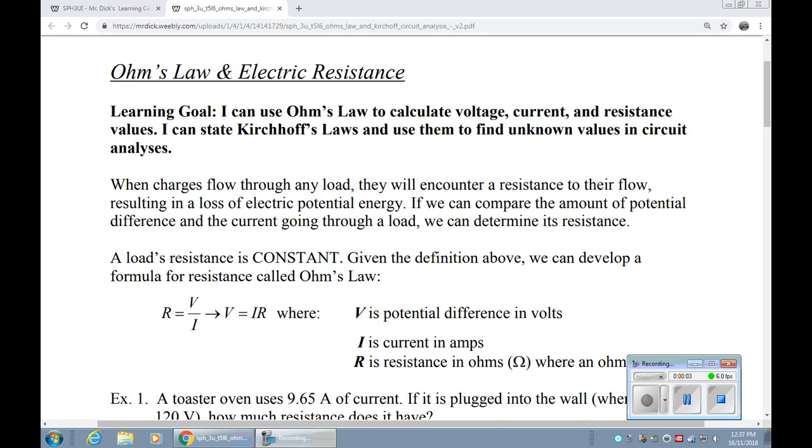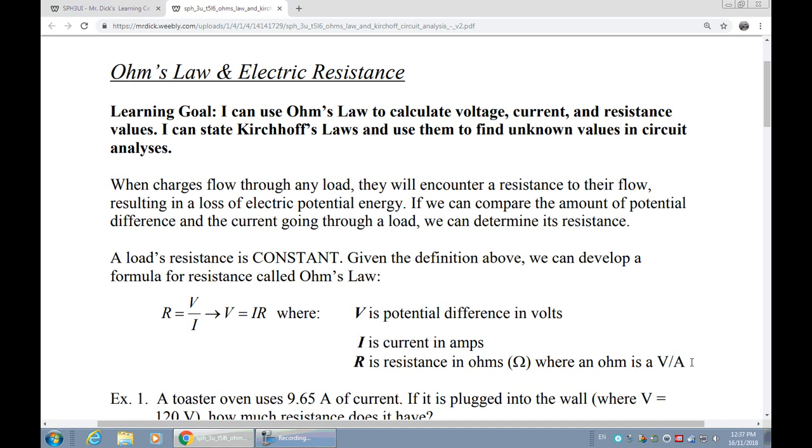When charges flow through any load in a circuit, we know that they'll encounter some resistance to their flow, something that's trying to sort of block their motion through. And that'll result in them losing some of their electric potential energy. And in fact, that's why it's really important to have loads in our circuits.